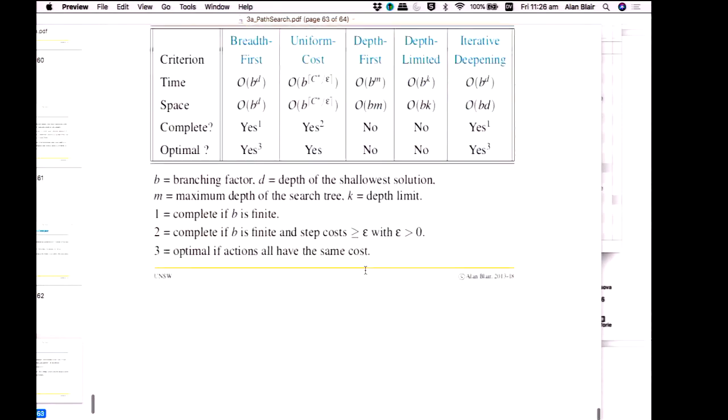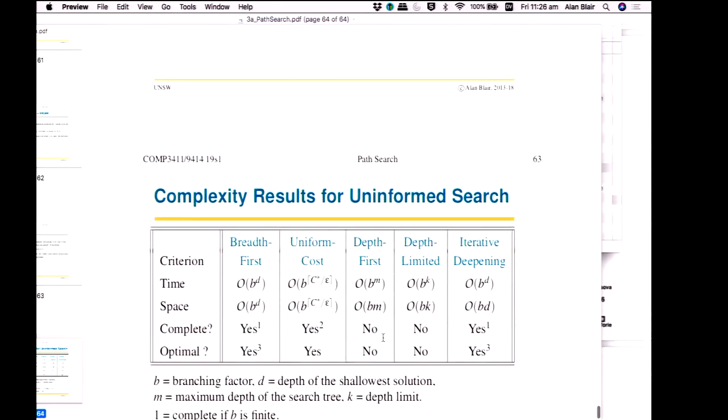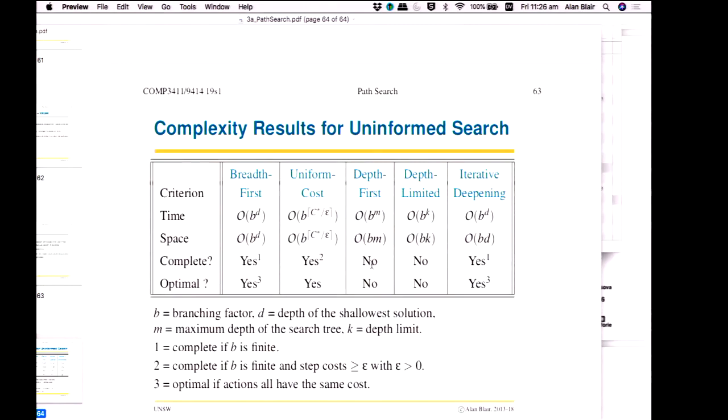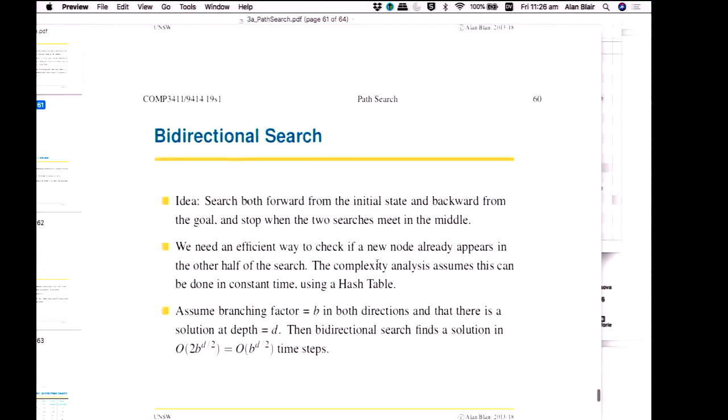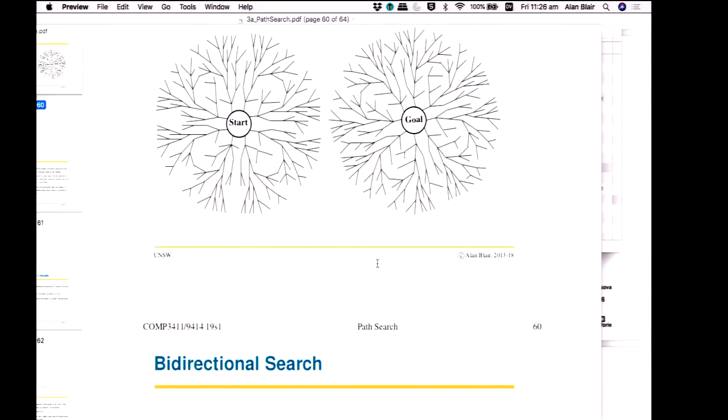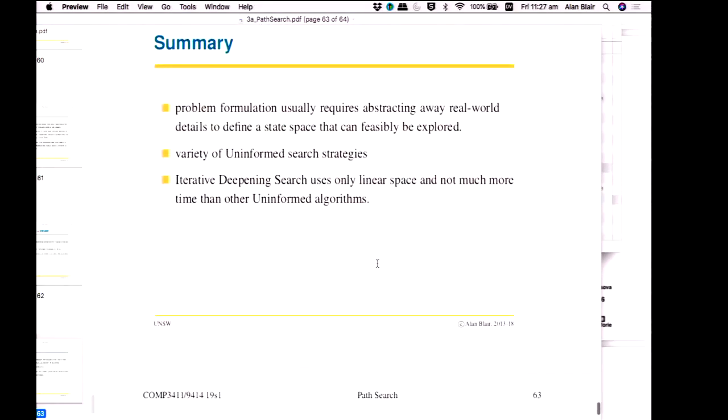Oh, what did it say at the end? Oh, that's a good question. Yeah, I'll try to update this. So is it complete or not? As long as you check for repeated states along a path, then it is complete. Yeah. I should have put that as a note here.